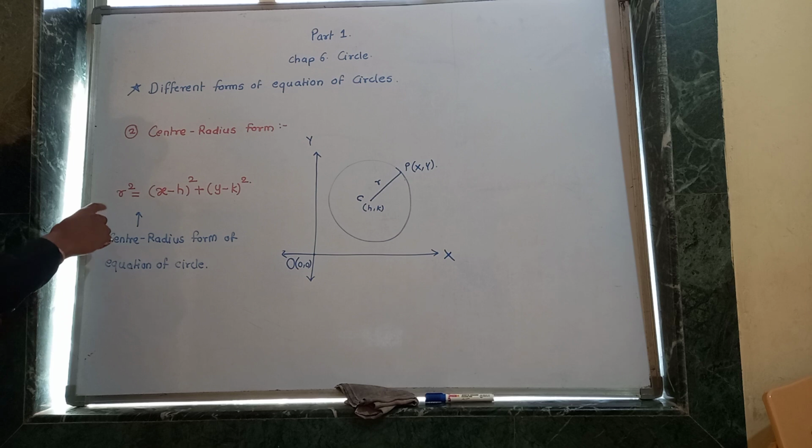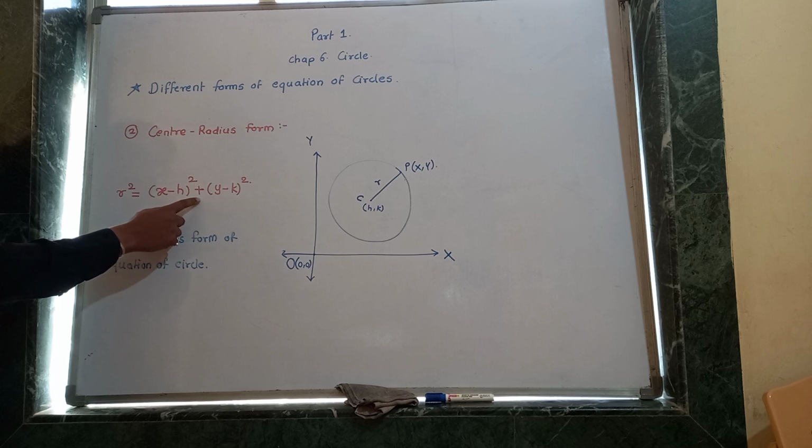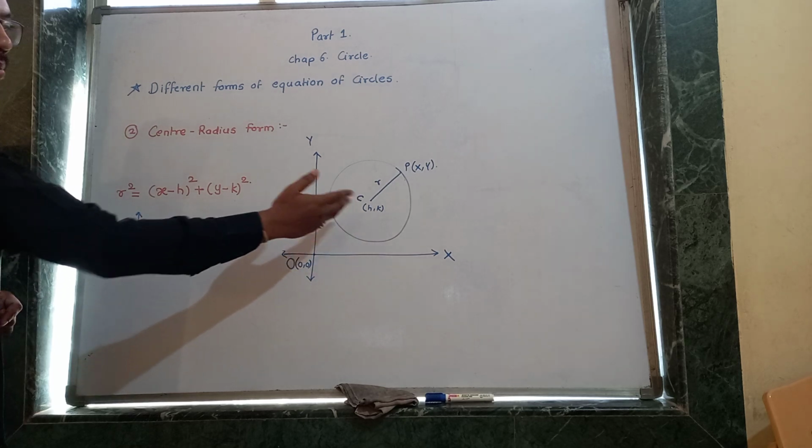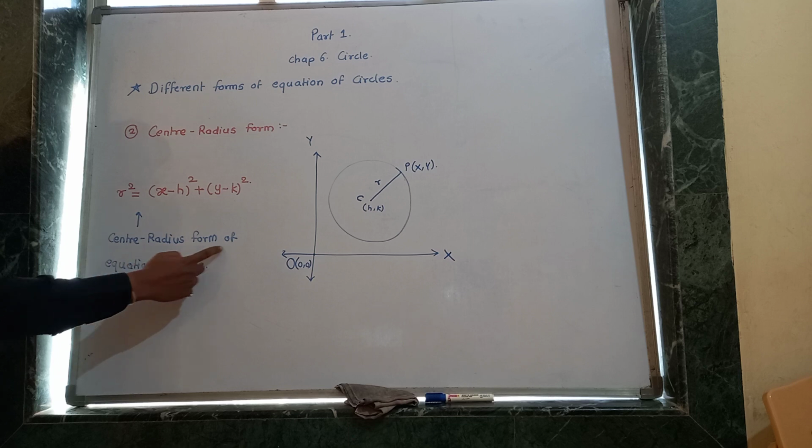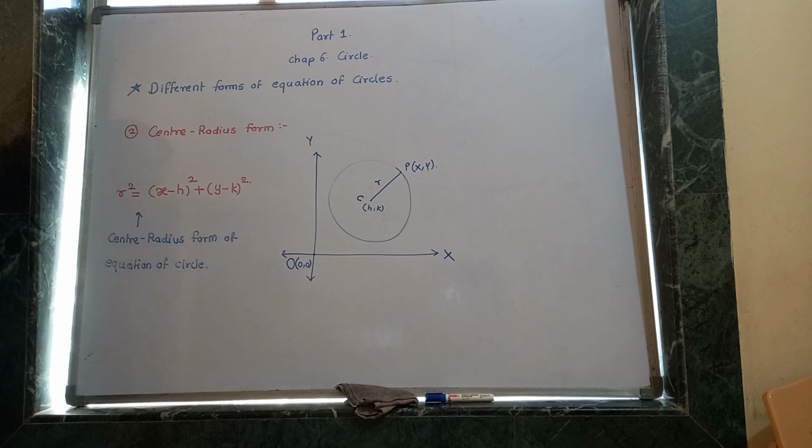Then at that time the formula is r square is equal to x minus h whole bracket square plus y minus k whole bracket square. Okay, I am repeating it. R square is equal to x minus h whole bracket square plus y minus k whole bracket square, and this is just because our center is something different. This is the center radius form of the equation of the circle.